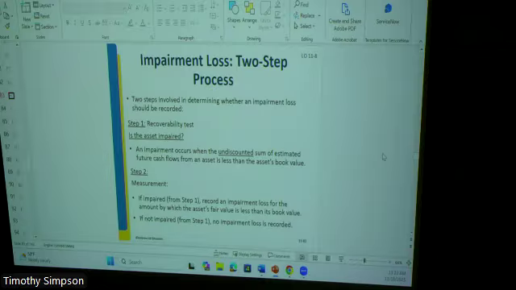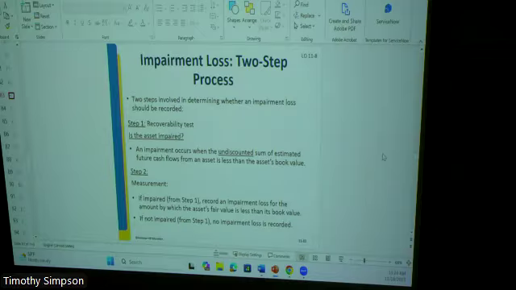And so there are two steps involved. Step one is what we call a recoverability test. This is not the same step at all with regard to the international standards. The recoverability test says, okay, the impairment has occurred when the undiscounted, I underline undiscounted, sum of estimated future cash flows is less than the asset's book value. So all we're simply saying is if we think this asset's going to last 10 years, what is the net cash flow, in minus out, that we can expect to get over that 10-year period? If it's less than the book value, we have an impairment.